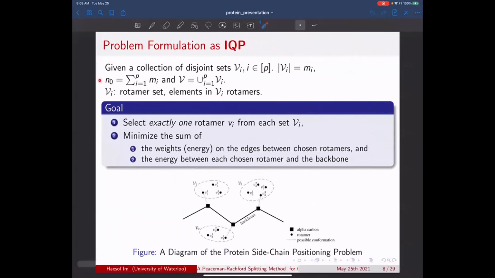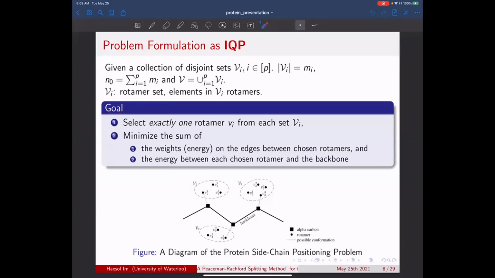So in more mathematical terminology, this is how I describe this problem. We're given a collection of disjoint sets, curly V_i, and the cardinality of each set is equal to m_i. When I sum all the nodes in this graph, it sums up to N0. I'm going to call V_i a rotamer set, and I'm going to call each element in a rotamer set a rotamer.